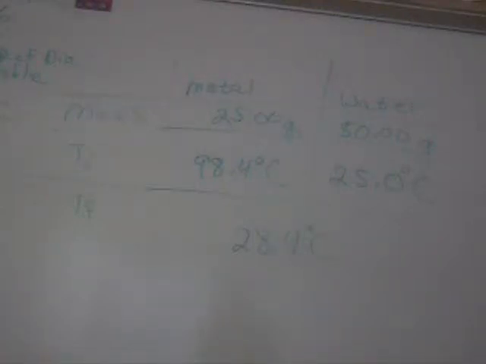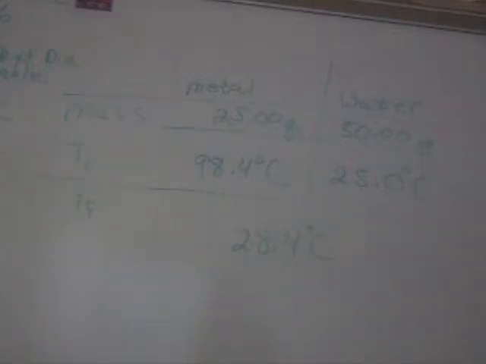The plan here is to work through a sample problem that you will need to do for Lab 36. I've made up some data, in case it's not readable on the film. The mass of the metal is 25.00 grams. The mass of the water is 50.00 grams.